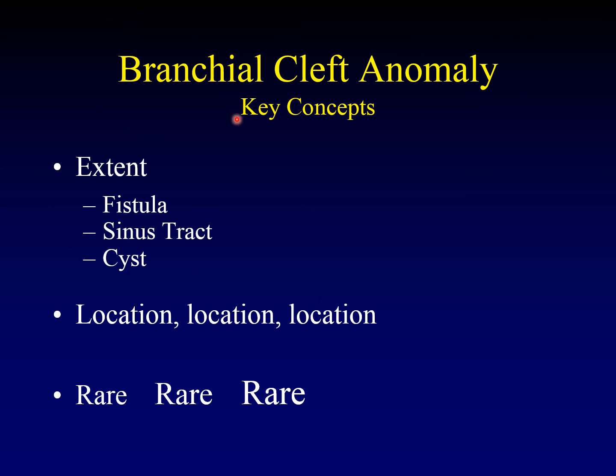Some of the key concepts, reviewing what we've already talked about. The extent of a branchial cleft anomaly can be a complete fistula between the skin and the pharynx, can be a sinus tract extending from one of those two surfaces and dead ending, or can be a cyst that meets neither the pharyngeal surface nor the skin surface and just forms internally. This is by far the most common. Again, location, location, location. That is what's going to tell us that it's a branchial cleft anomaly, and these are rare, rare, rare. They're much less common than you might imagine from how often radiologists talk about them.